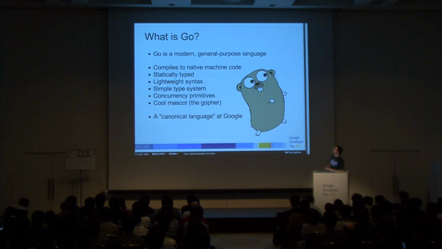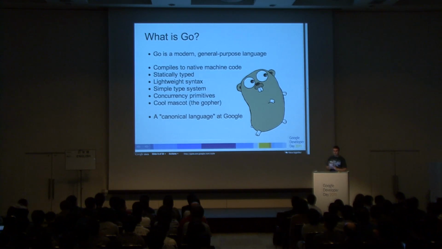So Go is a language that compiles to native machine code. It's statically typed, but it has a lightweight syntax, so it feels like a scripting language. It has a simple type system, which is very easy to understand. In fact, the whole language is very simple. You can learn the fundamentals in quite a deep way in a very short amount of time. And Go also has some interesting concurrency primitives, which I'm not going to talk about today, but they're definitely one of the key features of the language.